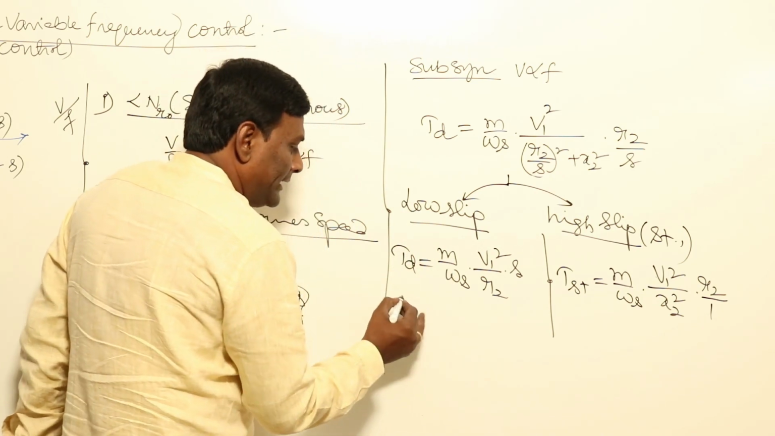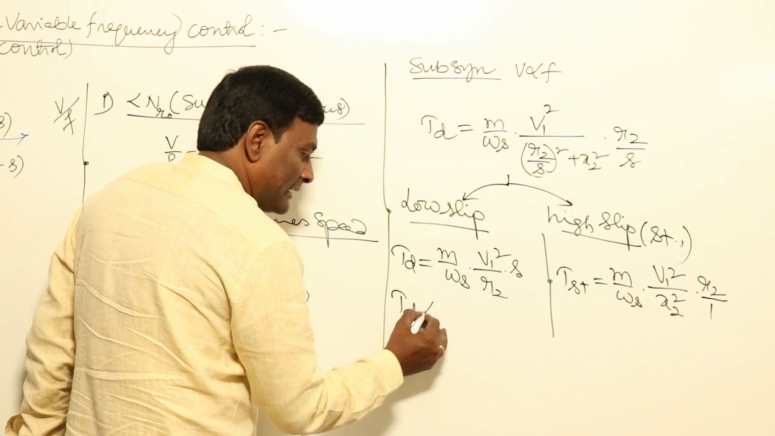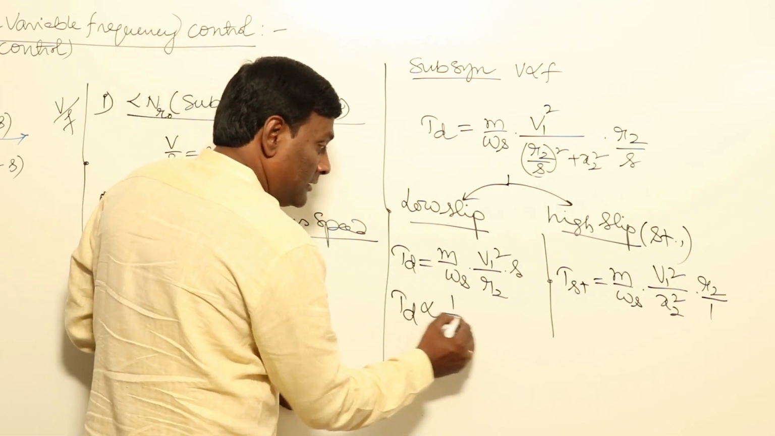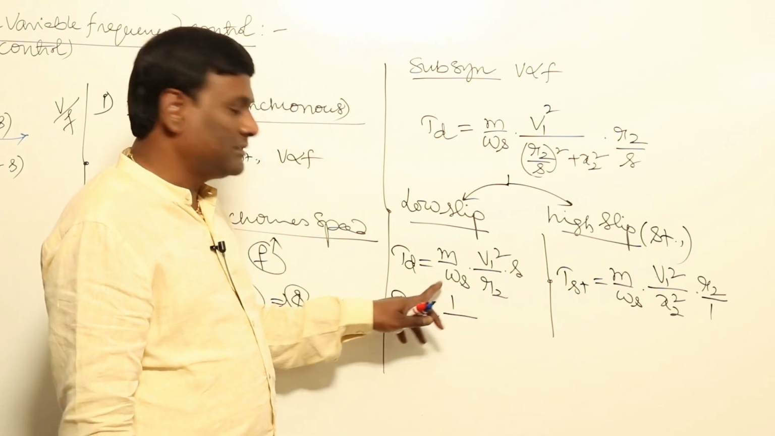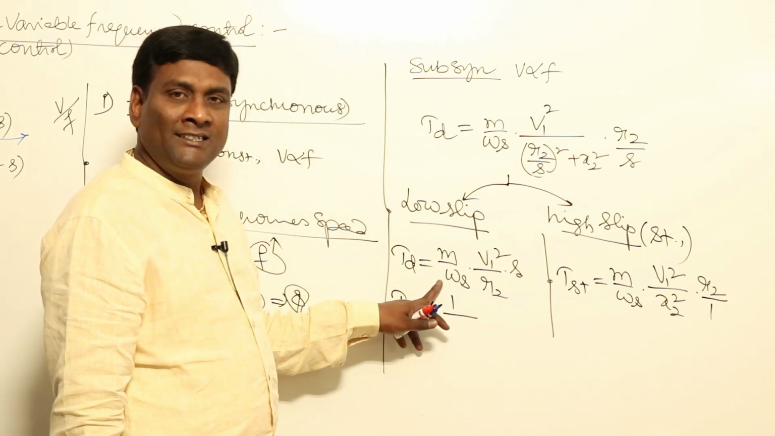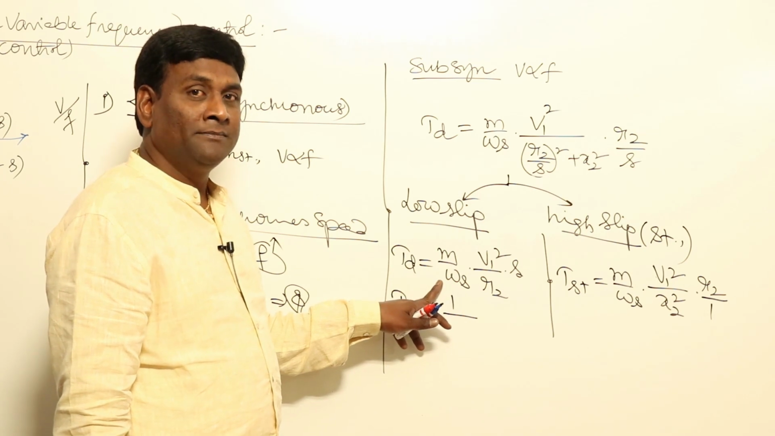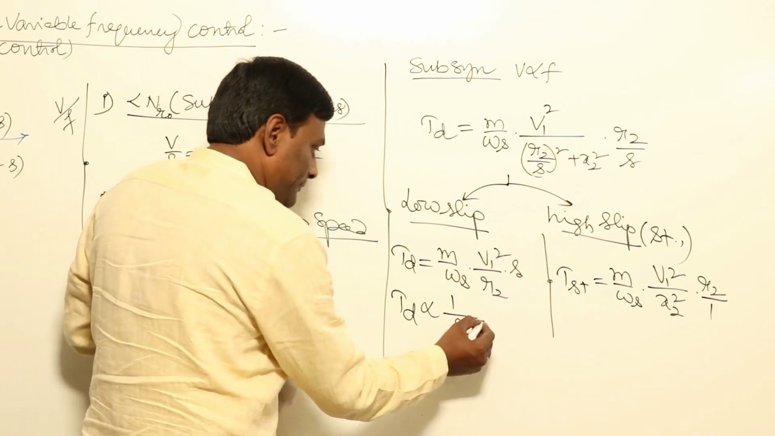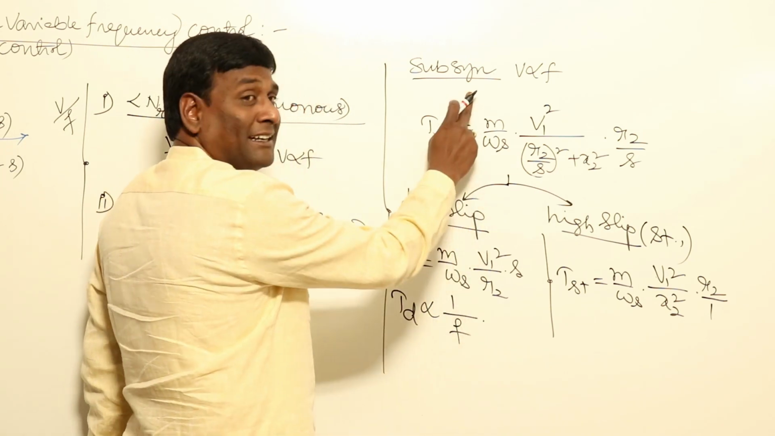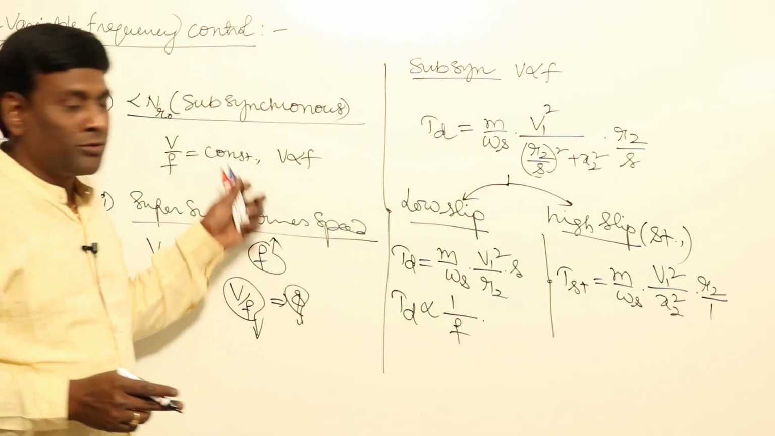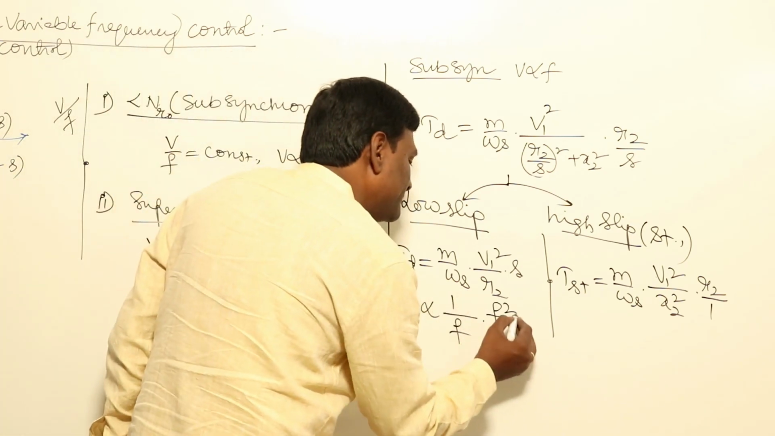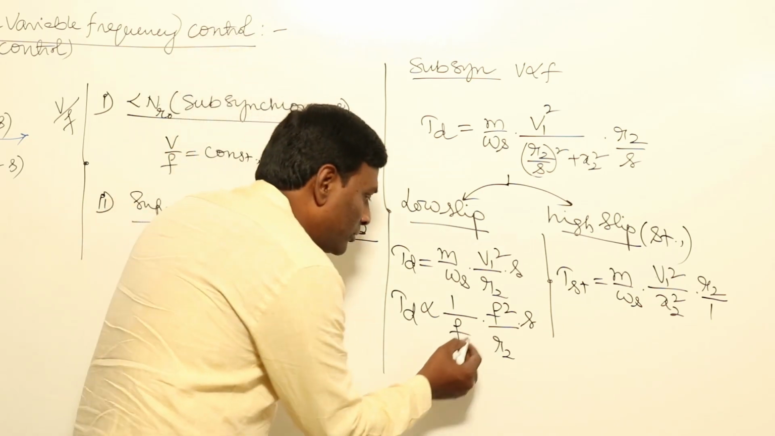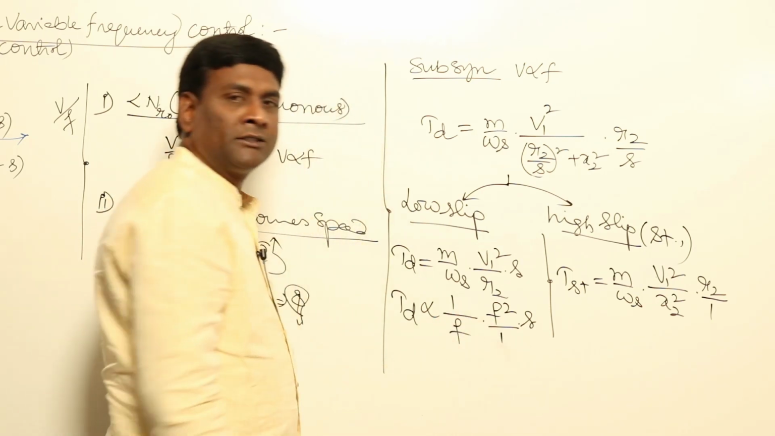Now TD is directly proportional to m constant divided by omega s. Omega s is 2 pi n by 60, and N is directly proportional to frequency. So F into what is V? In the subsynchronous region, V is directly proportional to F. So this is F square divided by R2 into S. This R2 is anyway constant only.